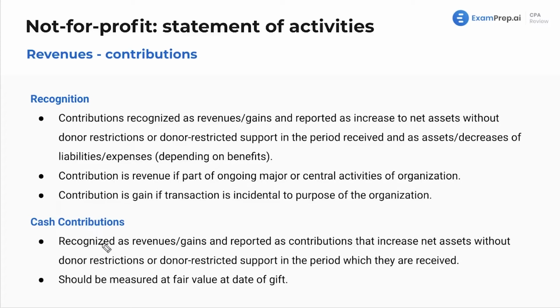Cash contributions are recognized as revenue gains and reported as contributions that increase net assets without donor restrictions or donor restricted support in the period in which they are received. These should be measured at fair value at the date of the gift. Nothing too crazy here, just all these different treatments for how you're going to report and account for everything that these not-for-profit entities receive.